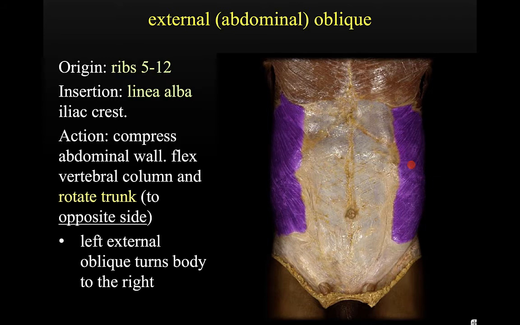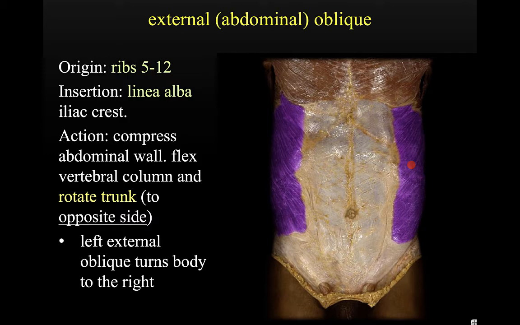Now, the action of this is actually quite complex. It can compress the abdominal wall by having these two pull against each other, like the diaphragm pulled against the central tendon. It can flex the vertebral column, which is going to cause you to bend over as if you're trying to touch your toes. But what's specific about the obliques, because they do run diagonally as suggested by their name, is that they're going to cause rotation of the trunk. In this case, it's going to be rotation to the opposite side. So if we use our left external oblique, we're going to actually turn our body to the right.